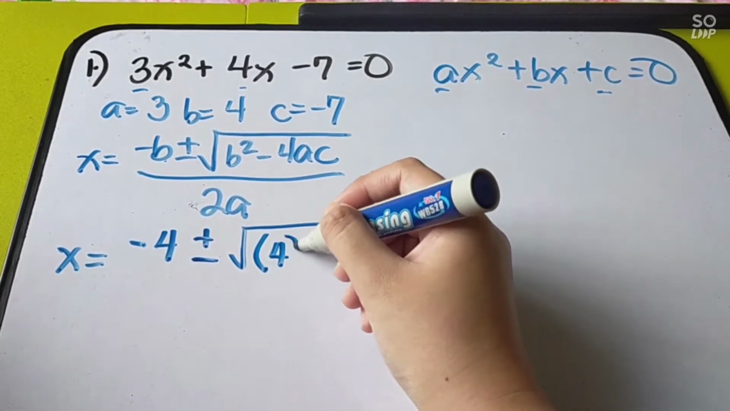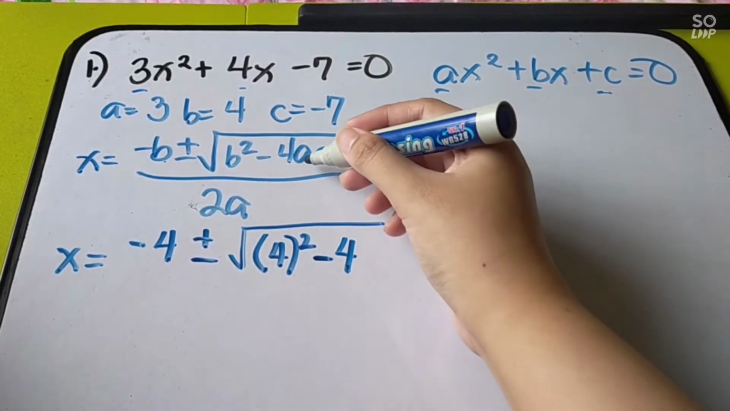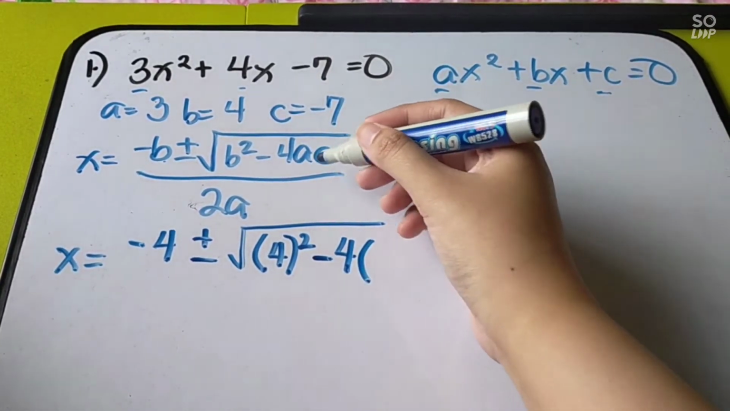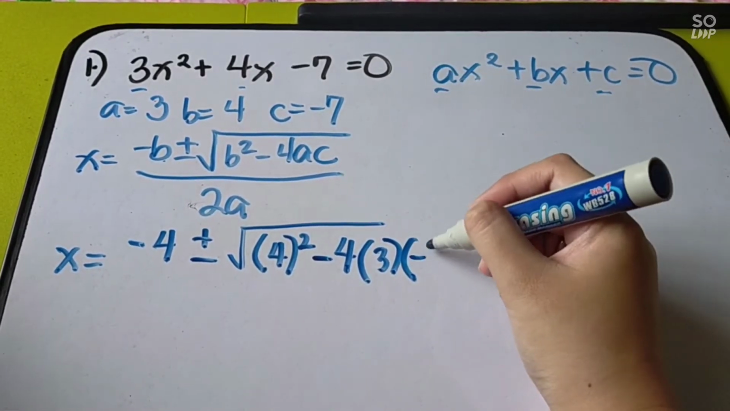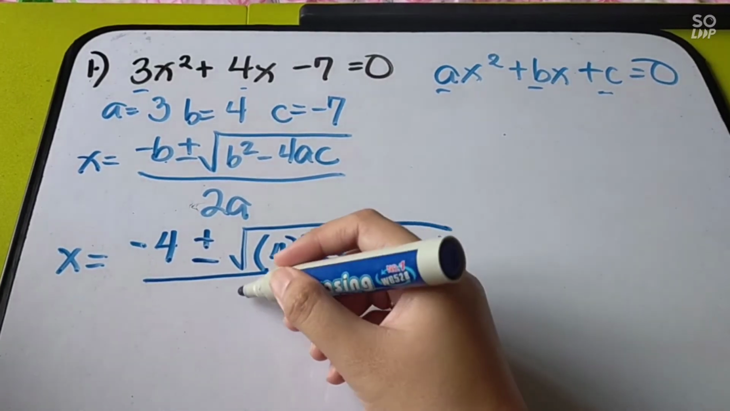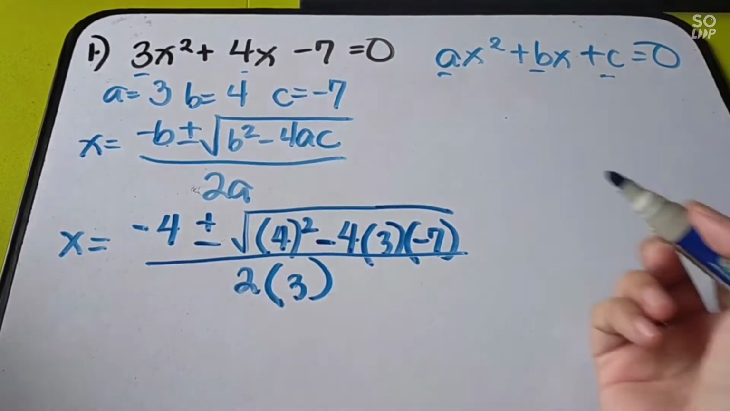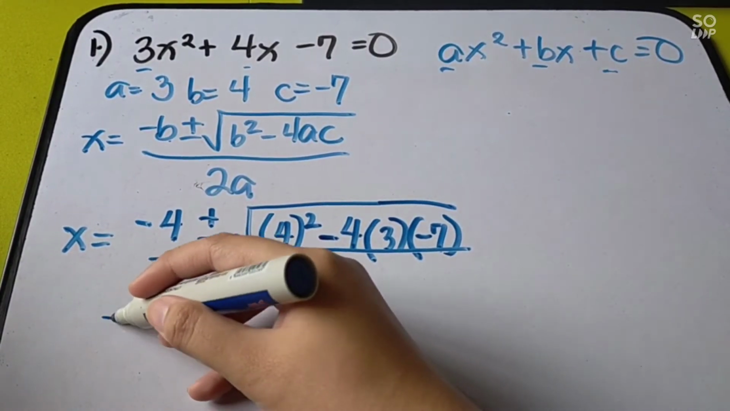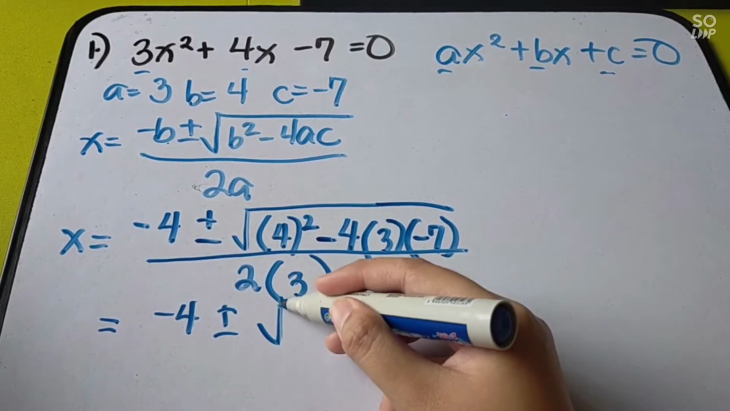Positive and negative is square root of your B again. That is 4 squared minus. We have copy 4. Then, multiplied by your A is positive 3. Your C is negative 7. Ayan. Then, all over 2 multiply. What is your A? You have here positive 3. Then, it is equal to negative 4. Positive and negative is square root of.